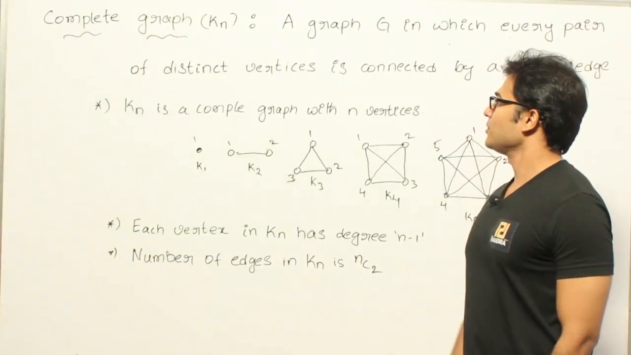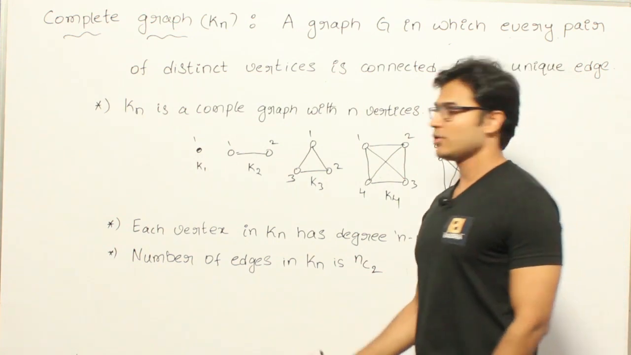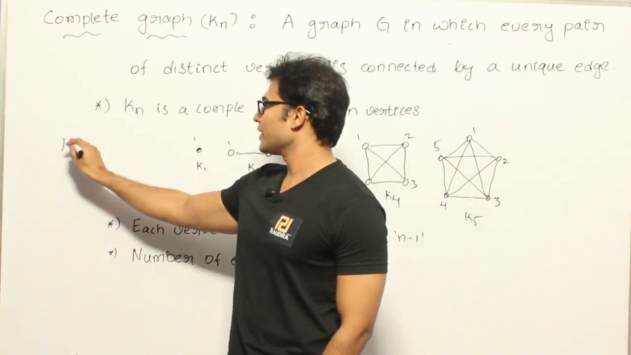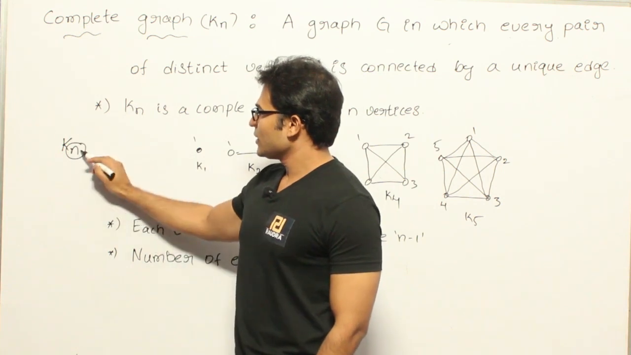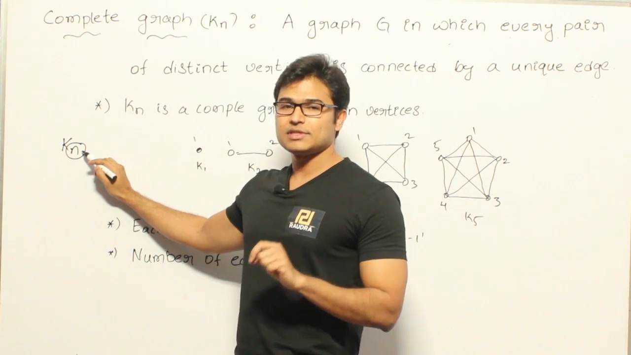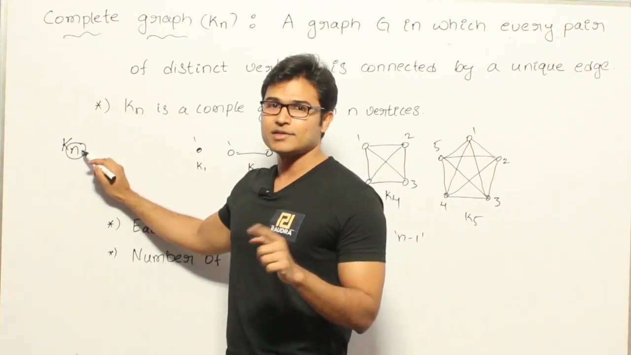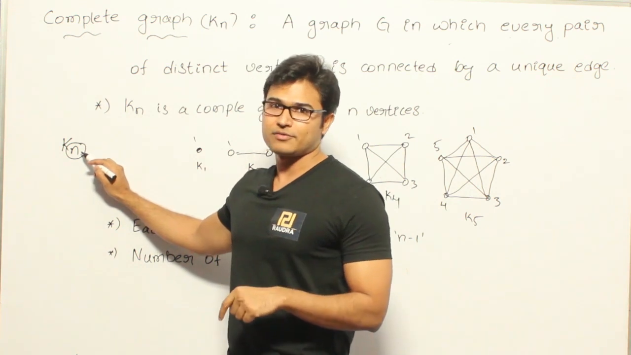Let's see the concept of complete graph. Complete graph is represented by Kn. So Kn means it is a complete graph with n vertices. When you have n vertices, and you try to put every possible edge, still keeping the graph a simple graph, then such a graph is called a complete graph, right?